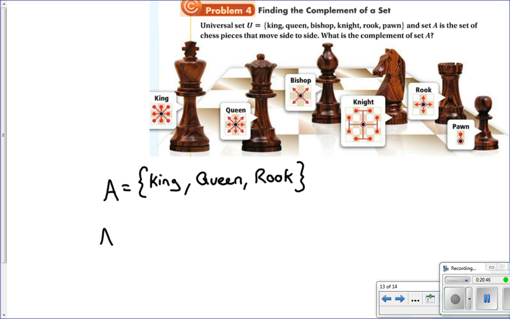So the complement of set A, remember we write it as A prime, are all the pieces that belong to the universal set that are not in our given set A. So the king is out, the queen is out, and the rook is out, so I'm left with the bishop, the knight, and the pawn.